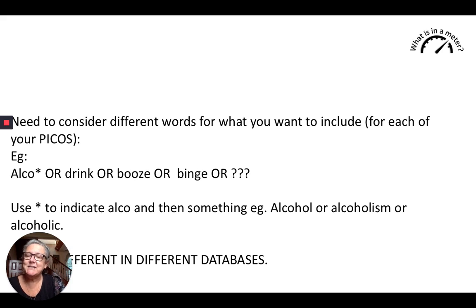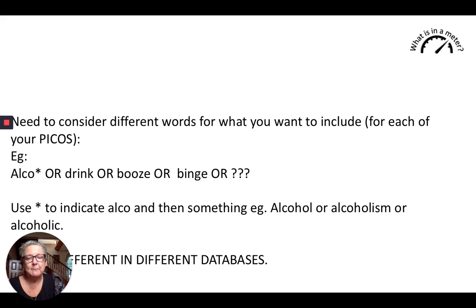You need to consider different words. So you might think, I want to do something about alcohol. But actually, when you start looking at it, you realise that people use different words to say the same thing. So for alcohol, they may say drink, they may say booze, they may say binge, and there's a lot more out there. Now, one good thing about searching is if you put ALCO, A-L-C-O, and a star, it'll pick up anything that relates to alcohol, alcoholism, alcoholic. So any word that has that as a starting point.